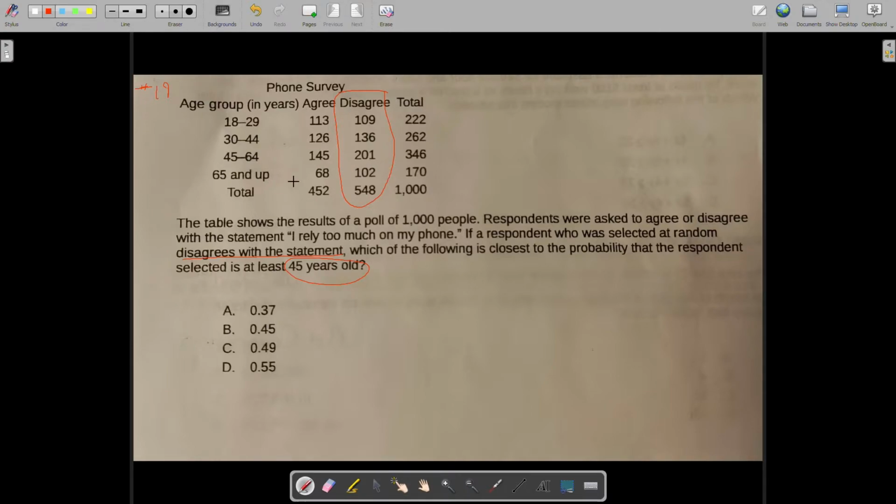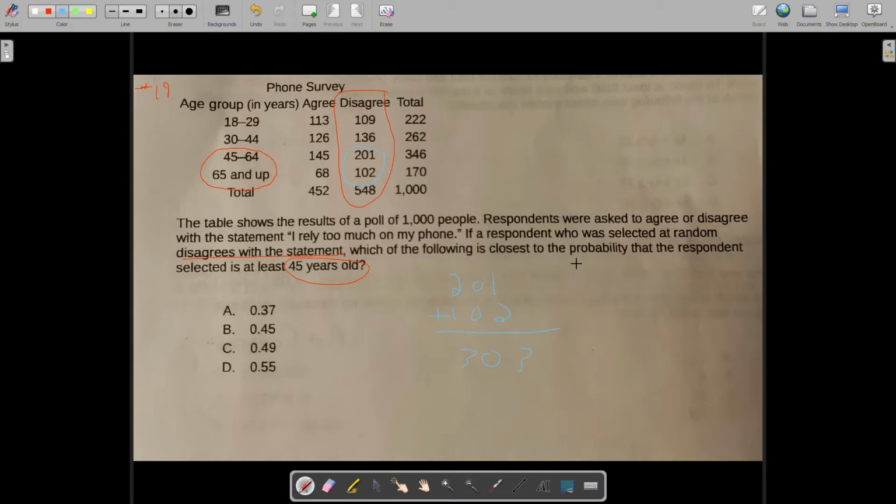So if we look here, the 45 years old is going to be this age group and this age group. So that means that this group in blue is what would answer the prompt: a respondent who disagrees with the statement and is 45 years or older. So now we're going to take out that. So we have 201 plus 102. That's going to be 303.